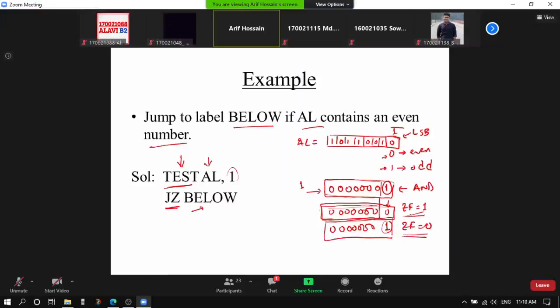So now you see, if your zero flag is 1, in that case this condition becomes true. This is a jump, if you remember from your previous classes. This is a conditional jump. The condition for this jump is that your zero flag should be 1. That means the result should be 0. So if your zero flag is 1, only then you will jump to this label. Otherwise you will not jump. Is it understood now?